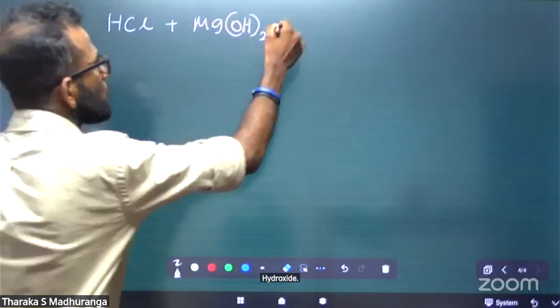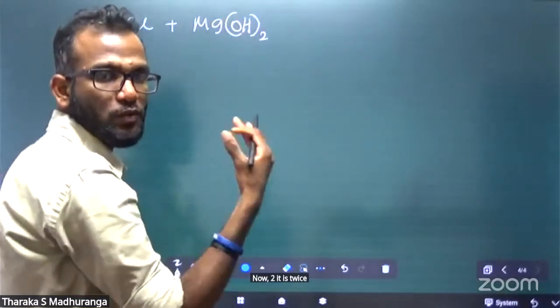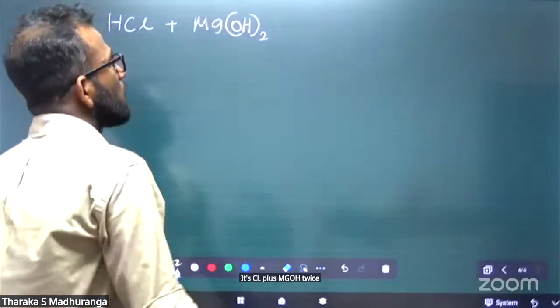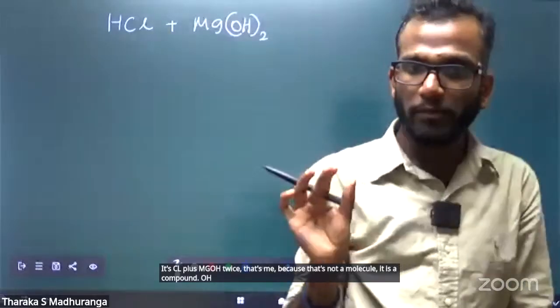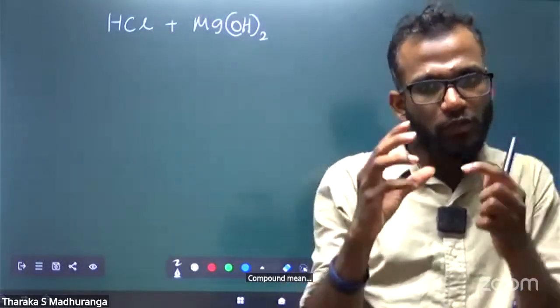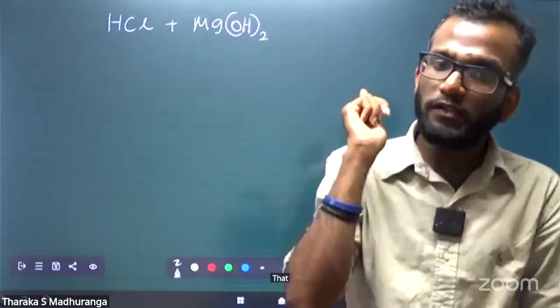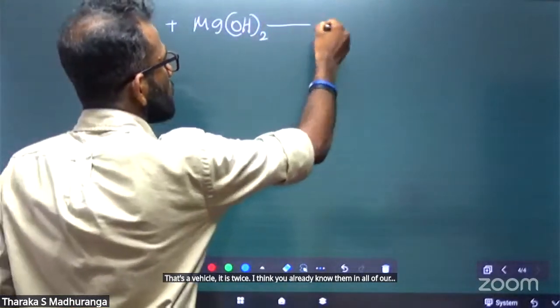It is twice. Not 2, it is twice. We call it twice: HCl plus Mg(OH) twice. That's the meaning, because OH is not a molecule, it is a compound. Compound means combining two elements, O and H. That's why we call it twice. I think you already know that in O level chemistry.